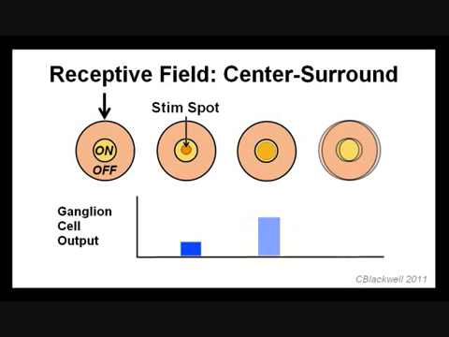When light just fills the center, it makes the maximum output. The surround area is inhibitory, and to the extent that light hits it, the ganglion cell output is reduced. If the whole field is covered, output goes to zero. There is also an off-center field with the opposite activation properties.